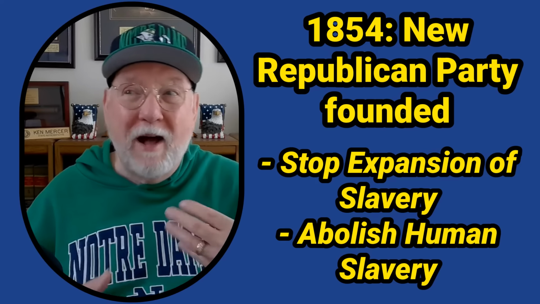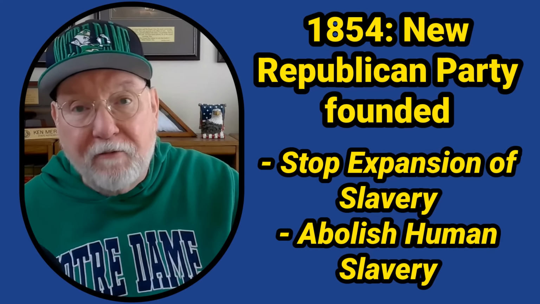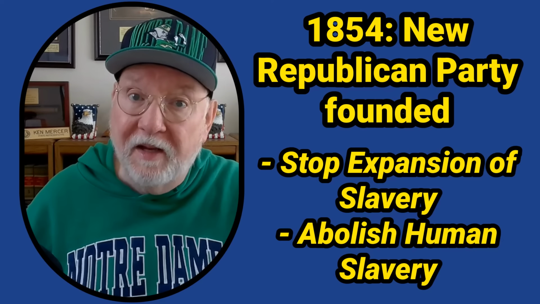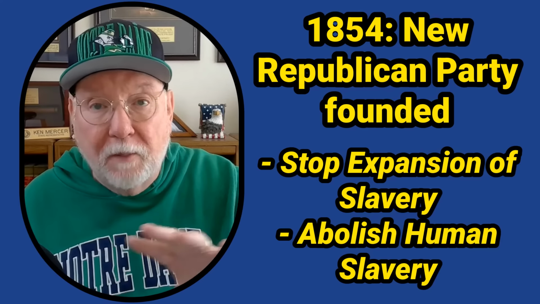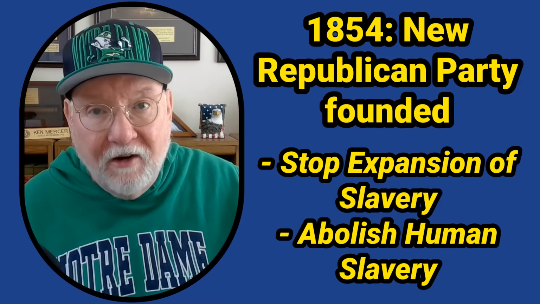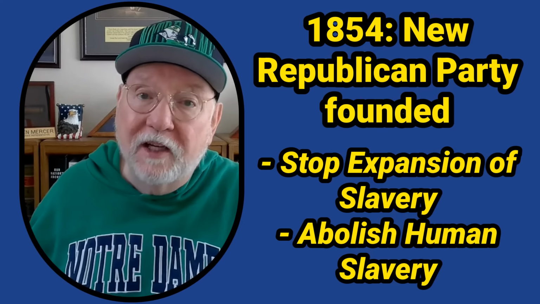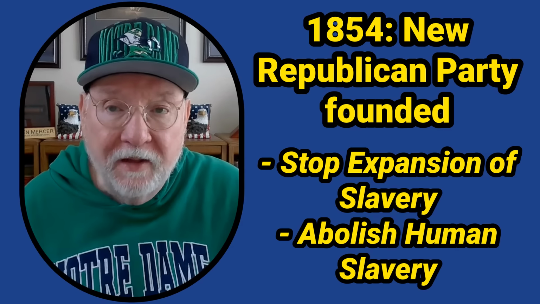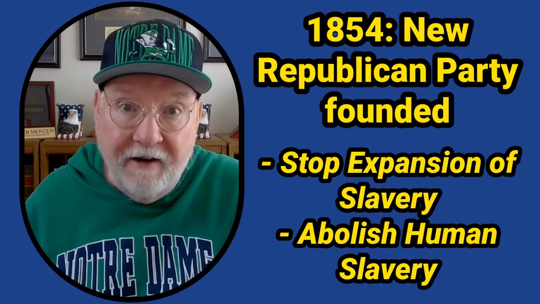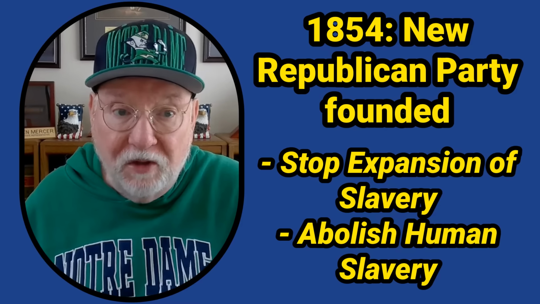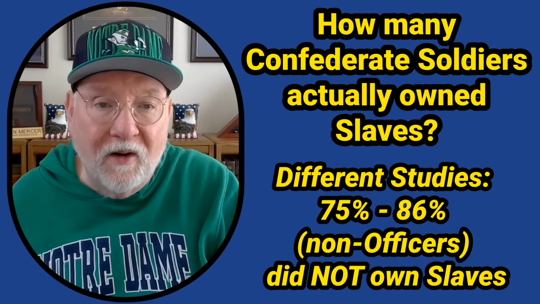The Republican Party had probably 2 major planks. One, it wanted to stop the expansion of slavery. Not being political, but being honest, the Democrat Party wanted to expand slavery all the way from the Atlantic to the Pacific Ocean to this new territory called California, Oregon, Washington State. Again, they wanted to expand slavery. So the primary plank of this new Republican Party was to stop the expansion of slavery and eventually to abolish human slavery.